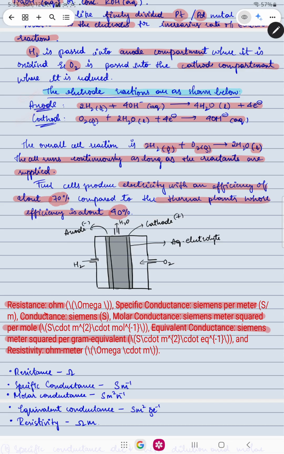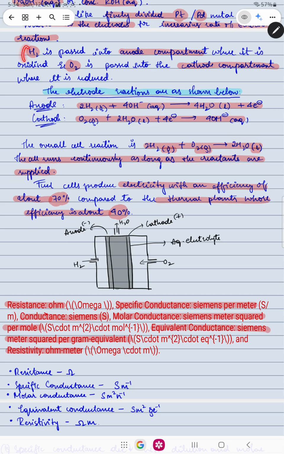Anode or cathode में क्या? We passed hydrogen at anode, right? So this is the reaction and here this is the reaction. The overall cell reaction is 2H2 plus O2 gives 2H2O. The cell runs continuously as long as the reactants are supplied.